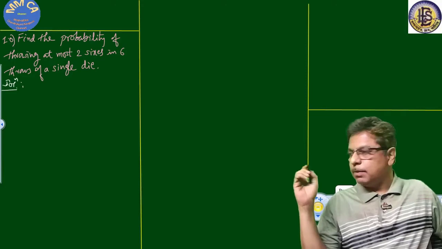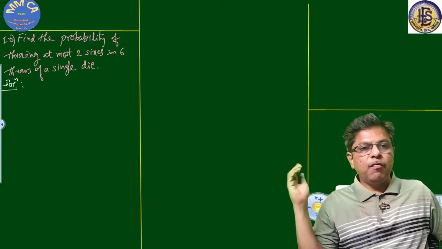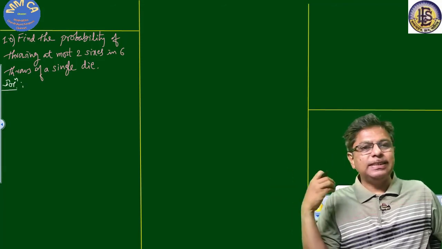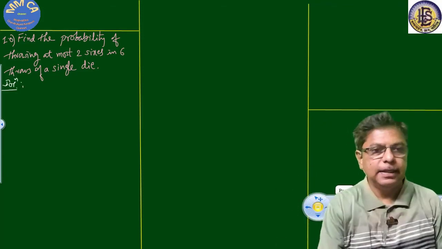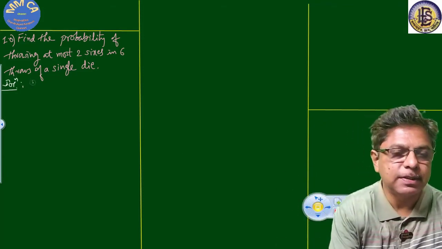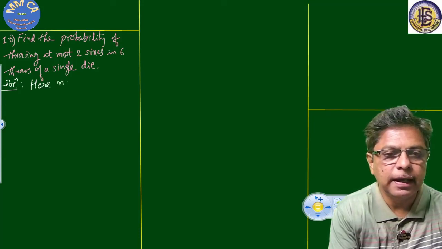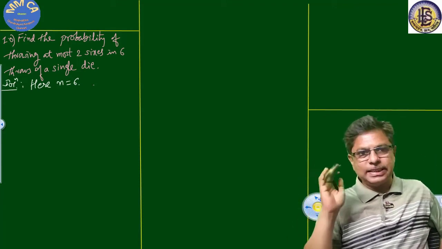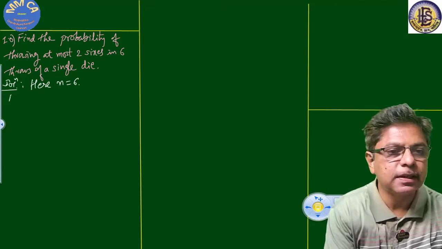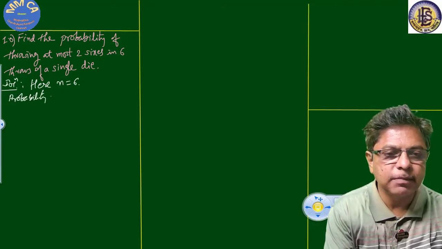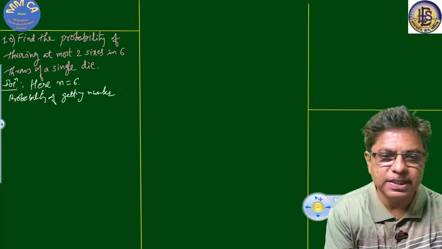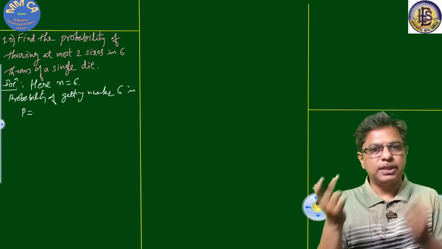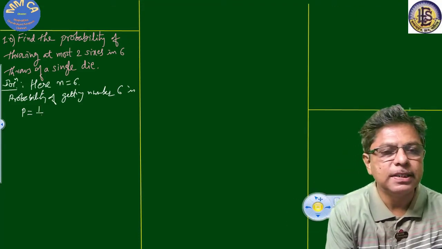So go for the last example from this topic in this video. Find the probability of throwing at most 2 sixes, that is number 6, in 6 throws of a single die. So a die is thrown 6 times. Here n is equal to 6, and we have to find the number 6 there. Probability of getting number 6: there are 6 numbers, and number 6 is the success, p. Out of 6 numbers, 1, 2, 3, 4, 5, 6, only one number is 6. It is 1 by 6.